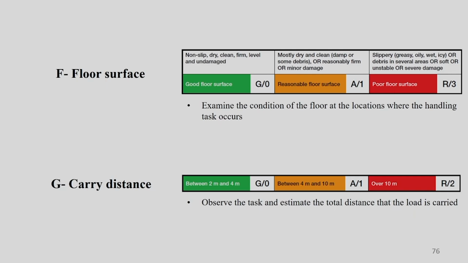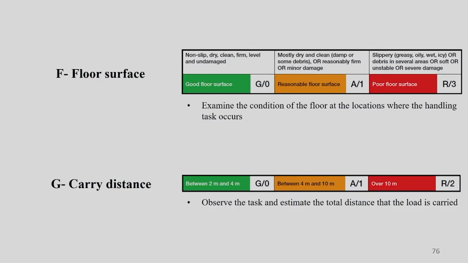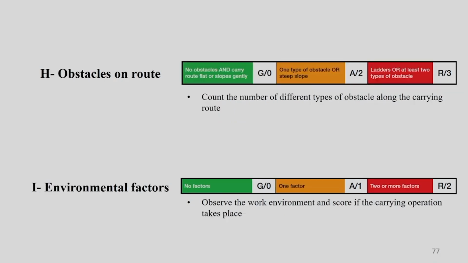The next is carry distance. What is the distance that you are carrying? So between 2 meter to 4 meter, it is very easy. You can really measure and get the value green and 0. Between 4 meter to 10 meter, amber or 1. Over 10 meter, it is red or it is 2.